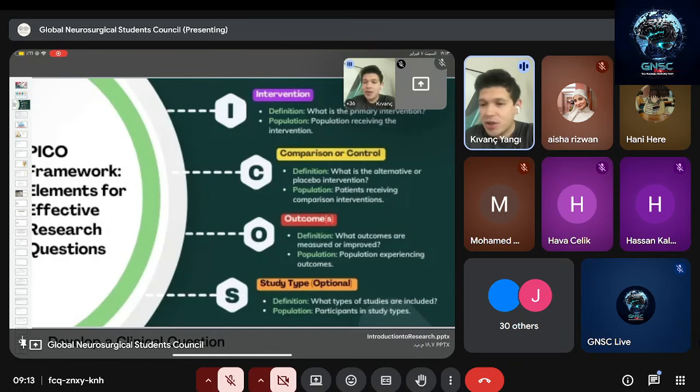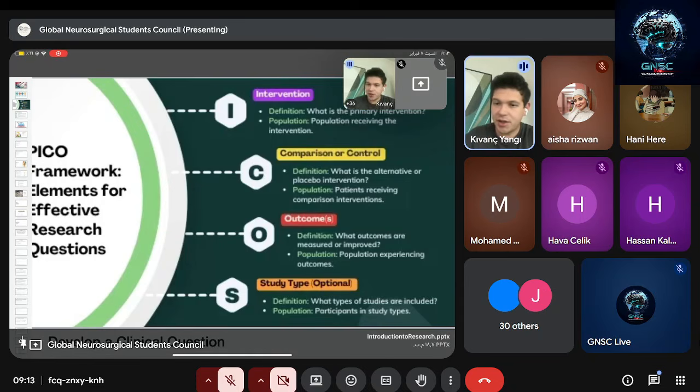So your intervention group can also be not an intervention, but an exposure, for example. Let's say that you choose familial cavernous malformations, okay? In familial cavernous malformations patients, is cigarette smoking associated with rebleeding? This can also be your formulated PICO question.